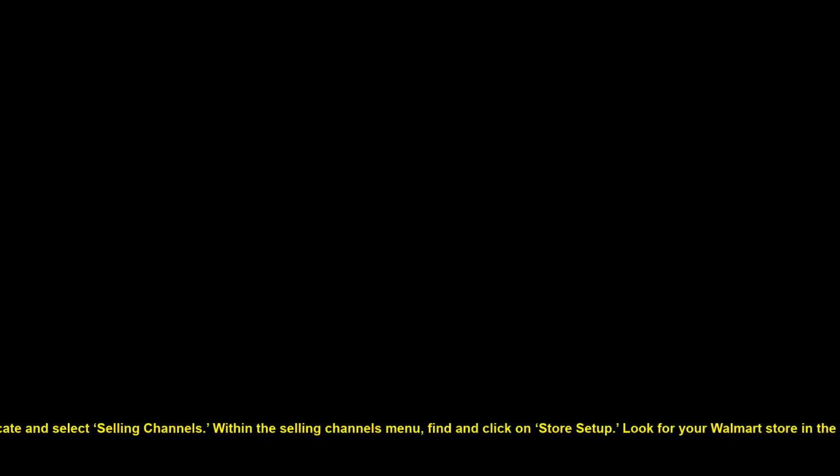Once logged in, navigate to the settings section in the upper right corner of your dashboard. In the settings menu, locate and select Selling Channels. Within the Selling Channels menu, find and click on Store Setup. Click on the edit icon next to your Walmart store.